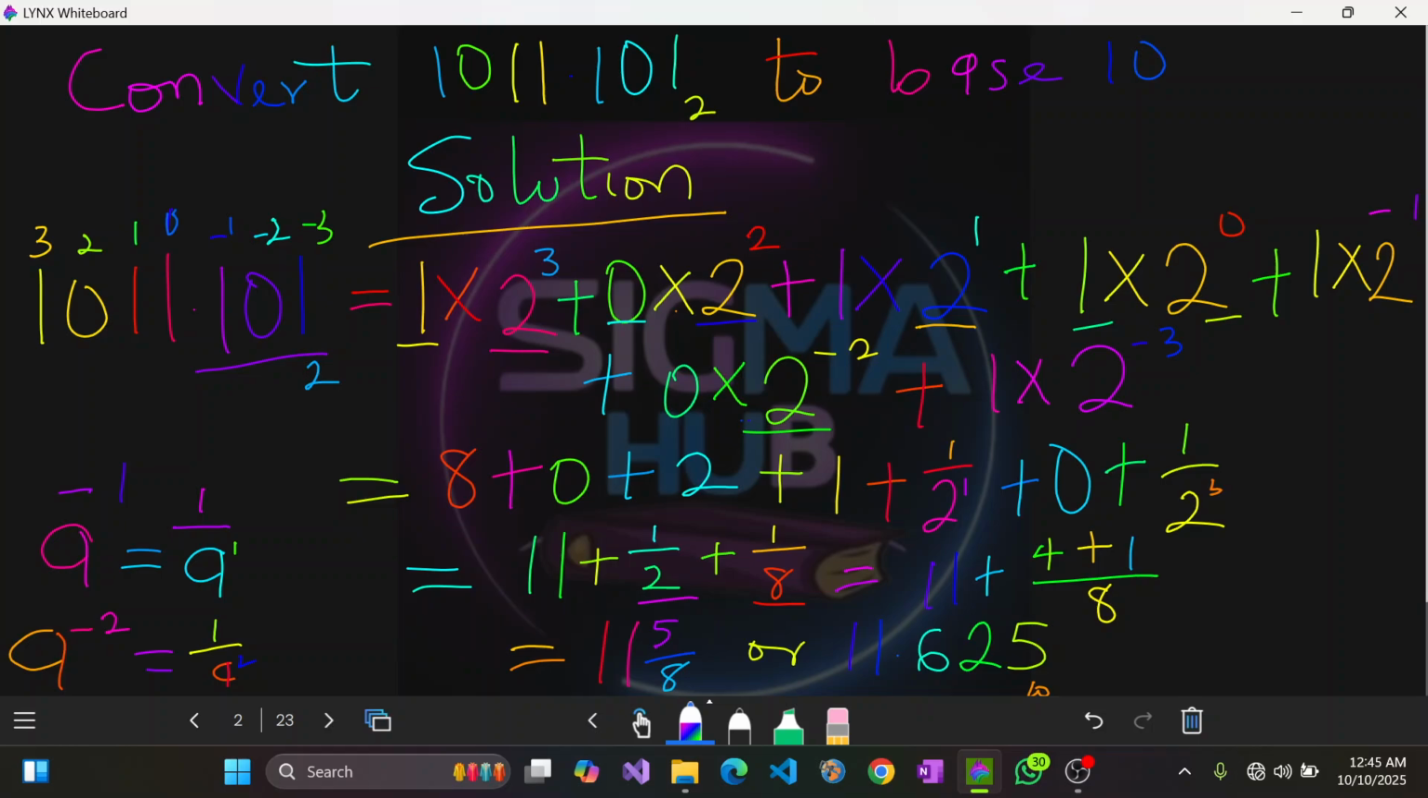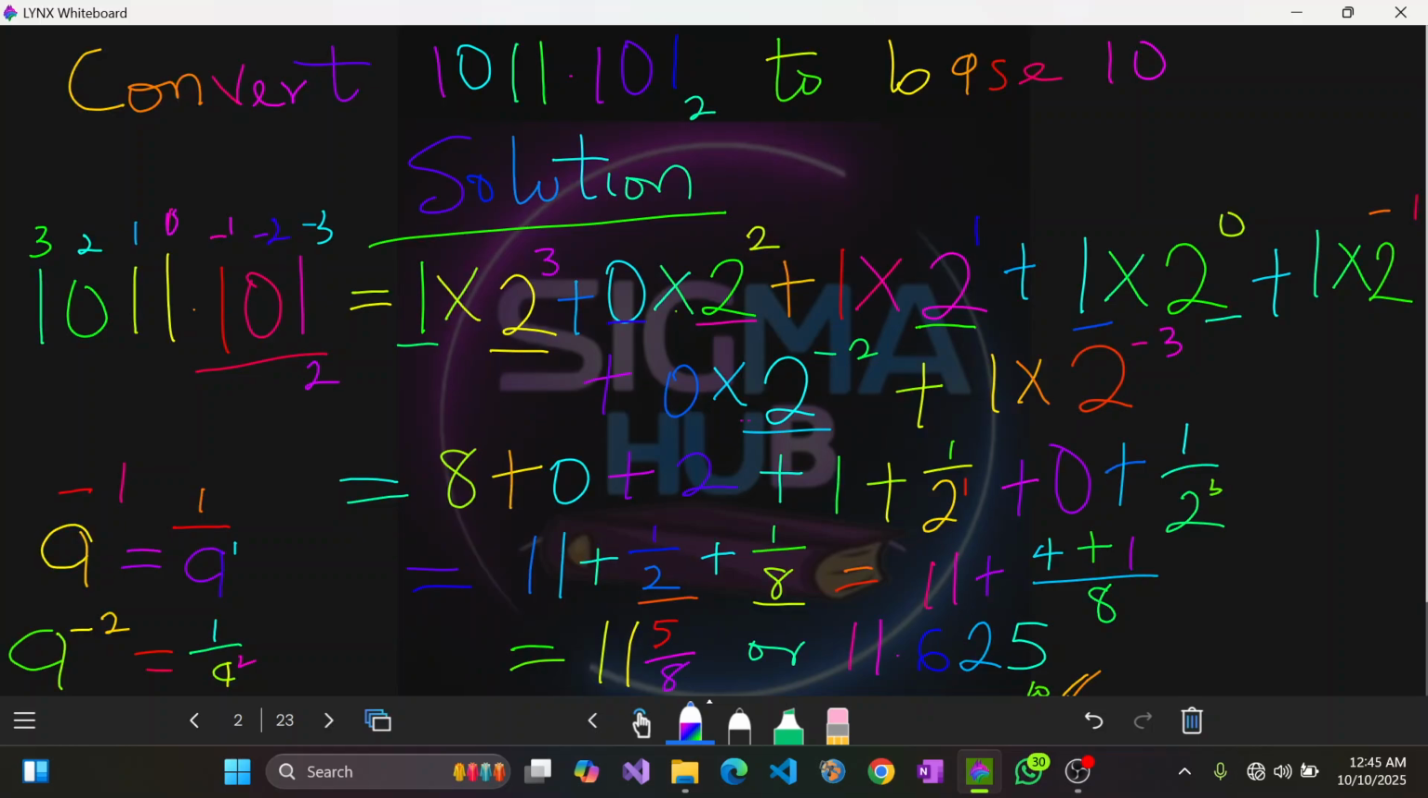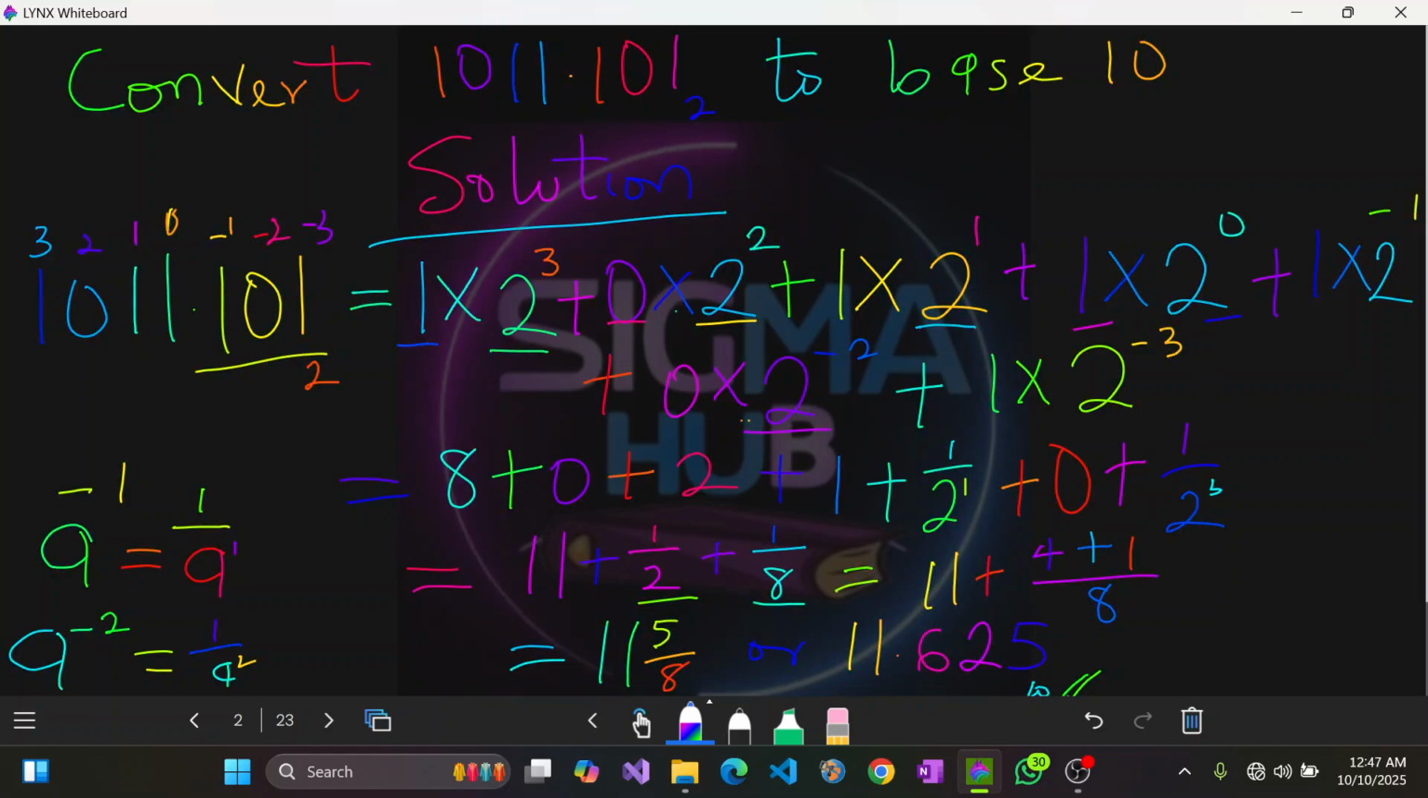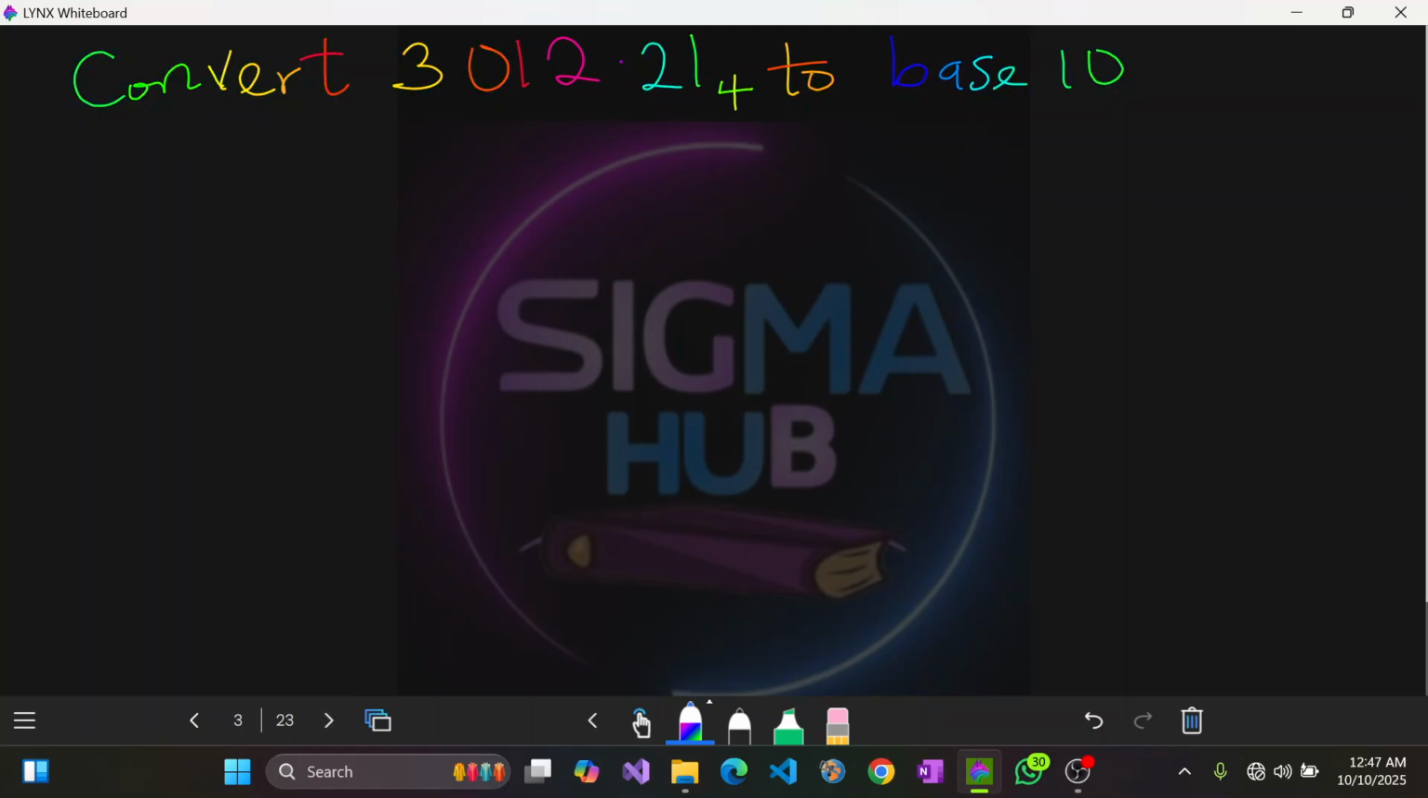So let's quickly look at another example, which also has a decimal, so we see how we progress. We have: convert 3012.21 base 4 to base 10. How do we go about it? Solution.